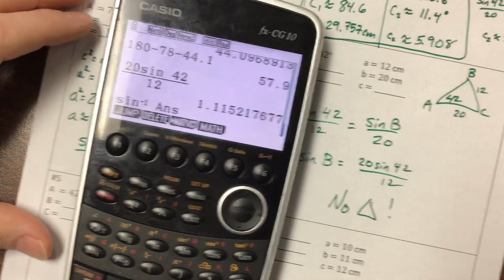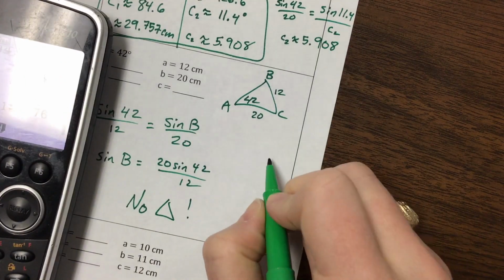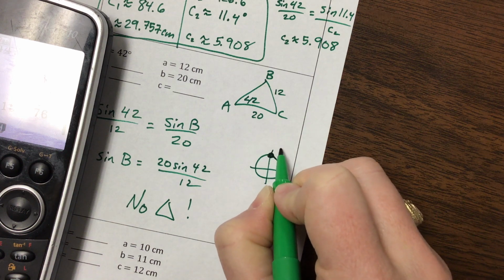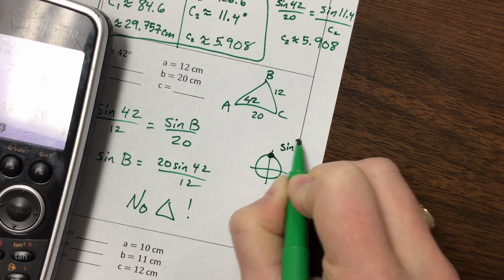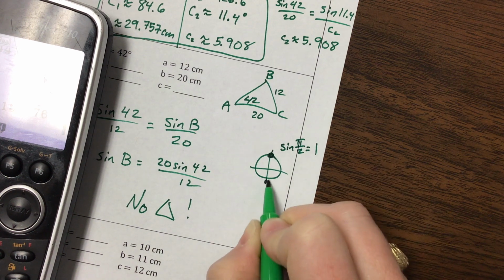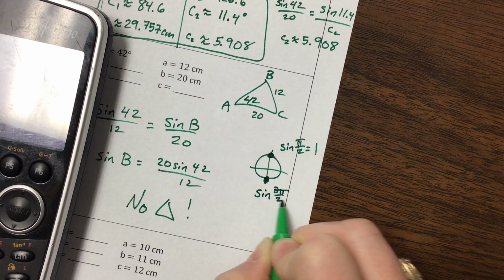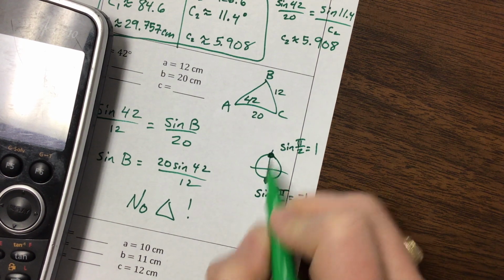So if you think about the unit circle, your sine is your y value. The biggest you ever get is sine of pi over 2, or sine of 90 degrees, is equal to 1. The lowest that it ever gets is down here: sine of 3 pi over 2, or 270 degrees, is equal to -1. Your sine values stay between there.